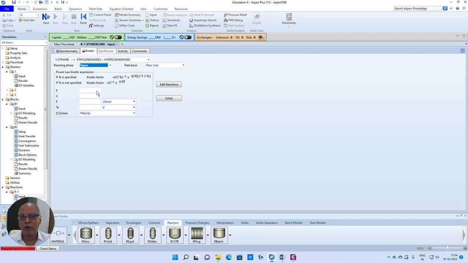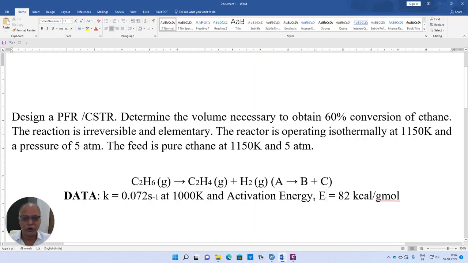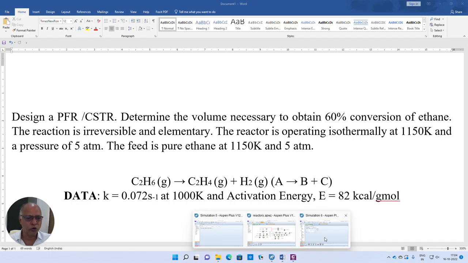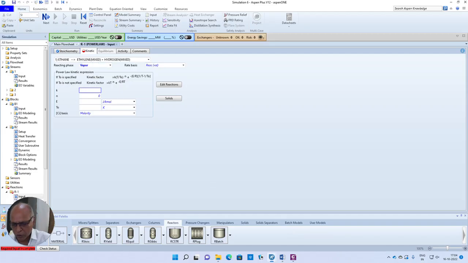Now remember one more thing. You can see this comment. You need to type the pre-exponential factor in SI units only. You were given the value of rate constant as 0.072 second to the power of minus 1, which is in SI units. So you should be able to specify that value, 0.072. Remember, whatever value you give here is taken as the frequency factor. But we know this value is the rate constant at a temperature of 1000 Kelvin. So the moment you specify this, automatically it will be using this equation.